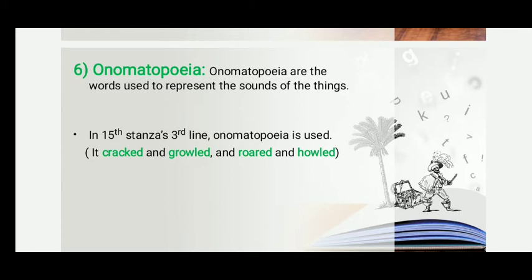In 15th stanza, third line, onomatopoeia is used. Here, it cracked and growled and reared and hollowed. Here is onomatopoeia.